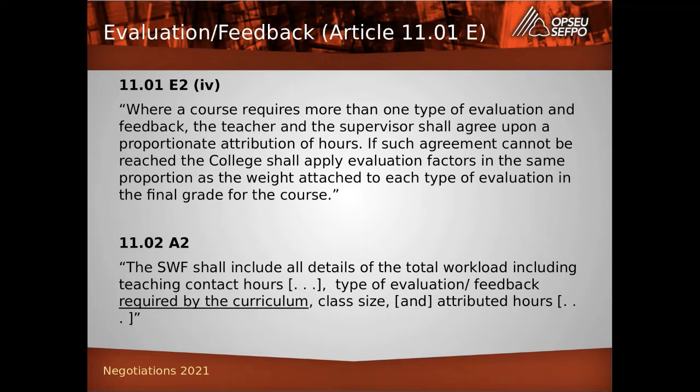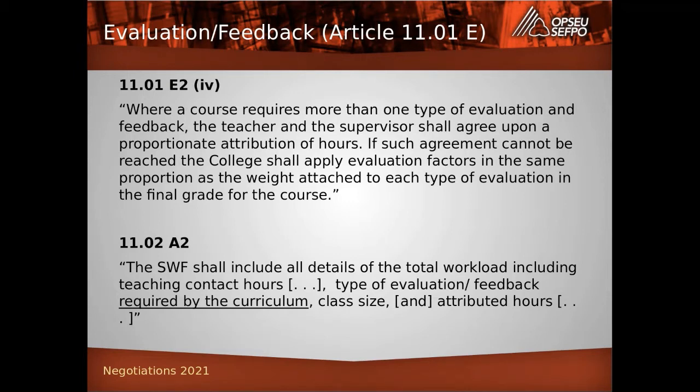If such agreement can't be reached, the college shall apply evaluation factors in the same proportion as the weight attached to each type of evaluation in the final grade for the course. So if, let's say, 50% of the course is being evaluated through multiple choice and 50% of the final grade is based on, let's say, a portfolio, then the breakdown would be 50% of the grading would be of the routine or assisted type, and the other 50 would be essay type.